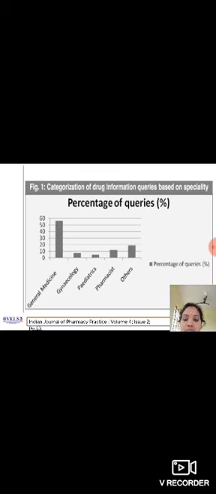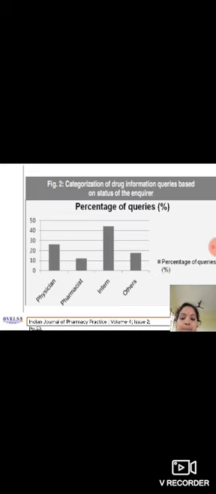For example, the percentage of queries: general medicine 50 to 60%, gynecology 10%, pediatrics 10%, pharmacist 15%, and others 20%. So these are the percentages of the questions that drug information services, the drug information center, get.